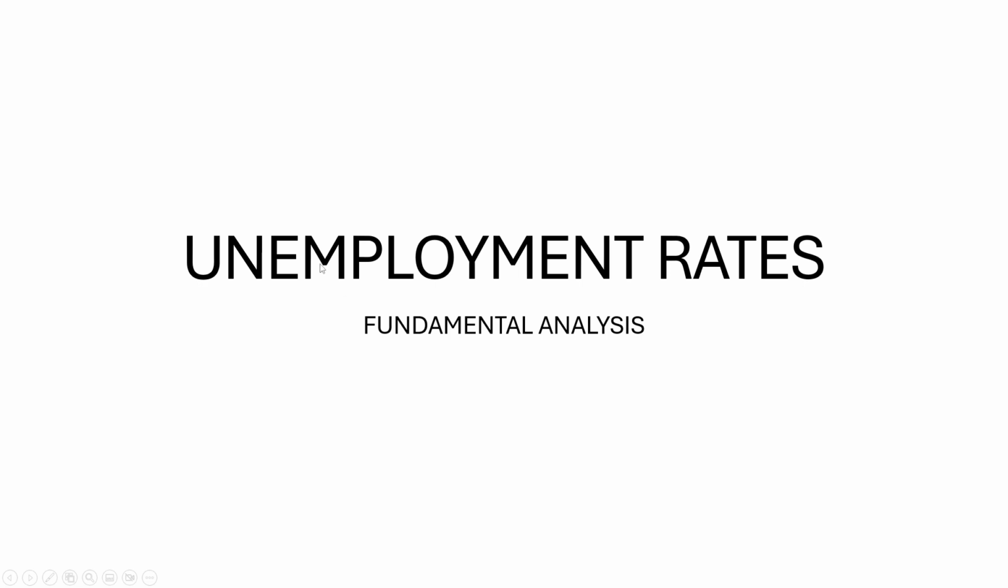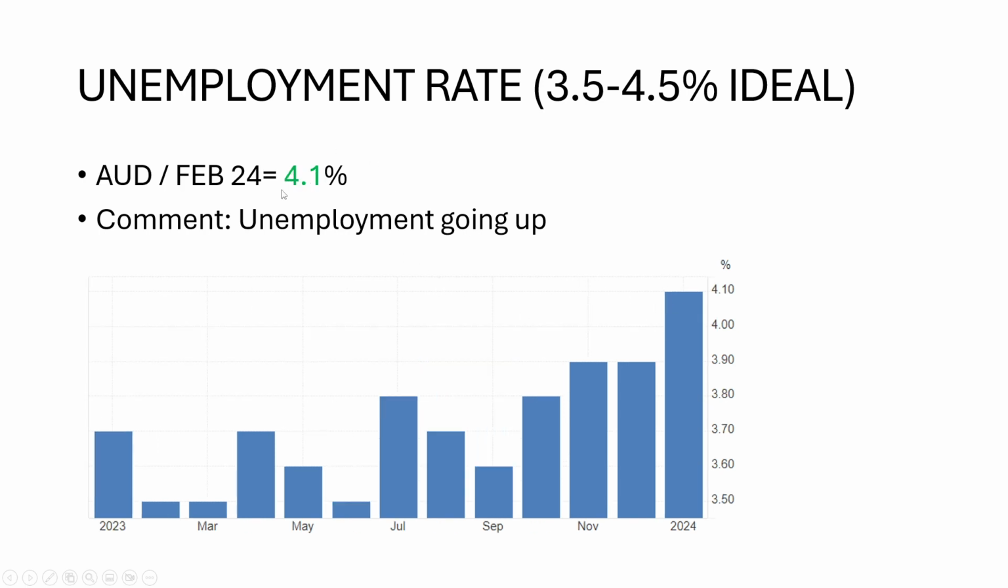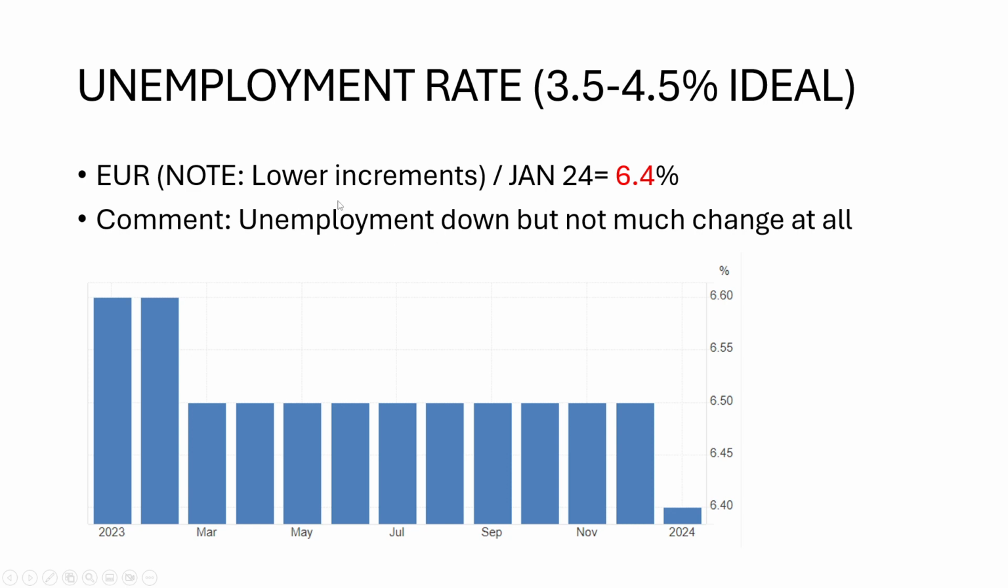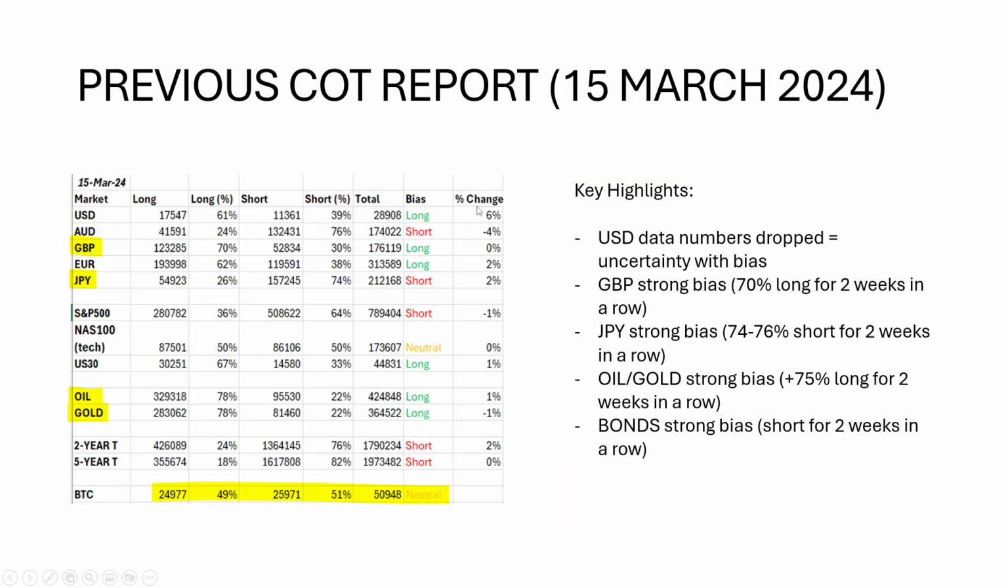So, moving on to unemployment rates. The ideal unemployment rate is between 3.5 and 4.5. You can see the US actually went up. Same thing, it hasn't changed from last week. 4.1, 3. So we'll blast through this. We've already spoken about it last week.